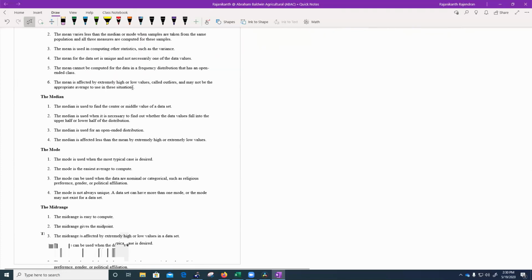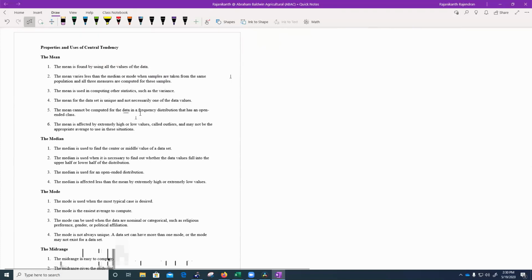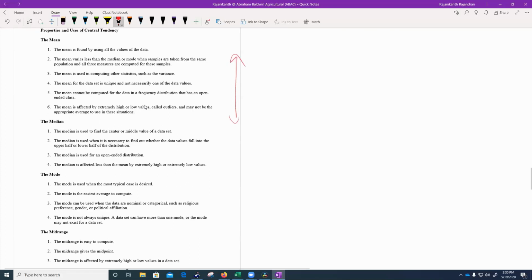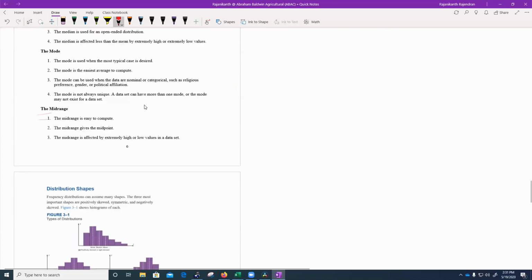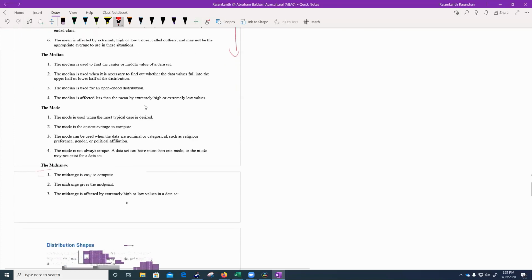Okay, so now the remaining slides are a kind of summary of whatever I explained to you, and you can go through this and try to understand all the properties, we could call them properties, for all three measures of center. So mean, median, mode, and also the mid-range. Okay, that's it. I believe you will go through all three, and if you have any doubt, please let me know.